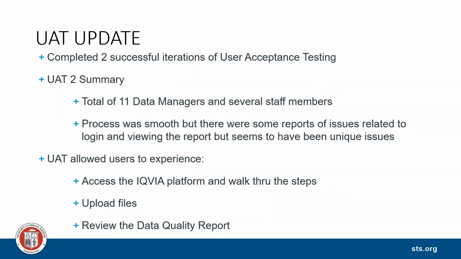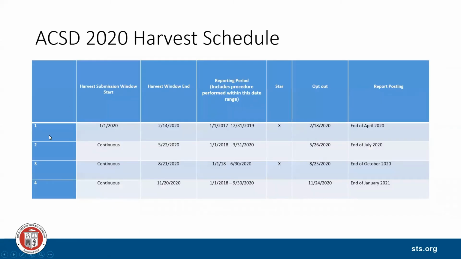The UAT allowed, of course, users to get an early sneak peek of the application and actually walk through the steps of what they would be doing once we launched. They primarily worked on uploading files and making sure that they were able to do that process smoothly, and then also interact with seeing the information that was uploaded, seeing that data populate in the data quality report. So that is the last piece that I have, but that is the latest in regards to UAT. So yeah, lots of progress there.